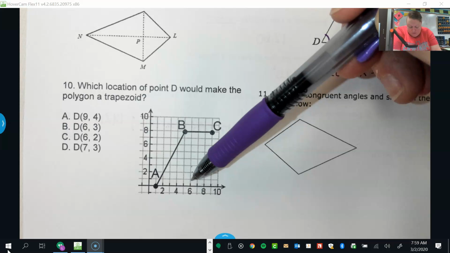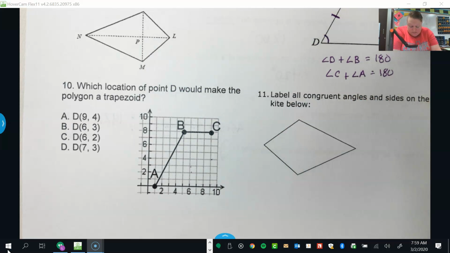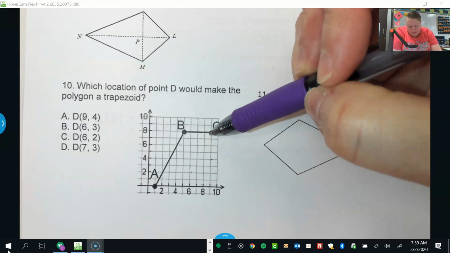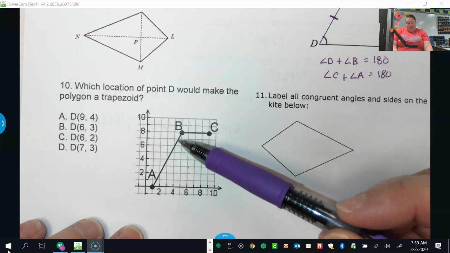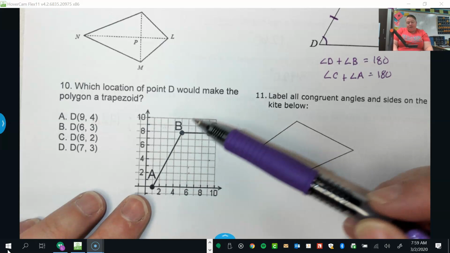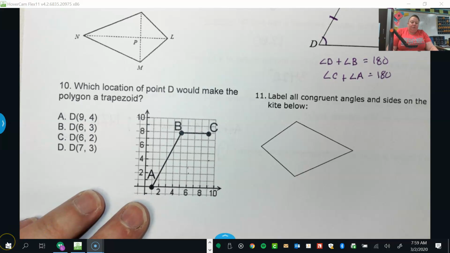6, 2. Let's see what's happening. And 7, 3. So what you need to find out is they're trying for this to be one of the sides, not one of the bases, meaning they want your other side to be parallel to AB. So let me pause it and plot those points, and then we'll look at which one makes them parallel.